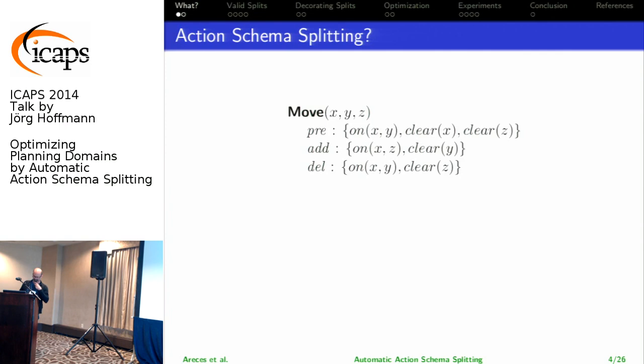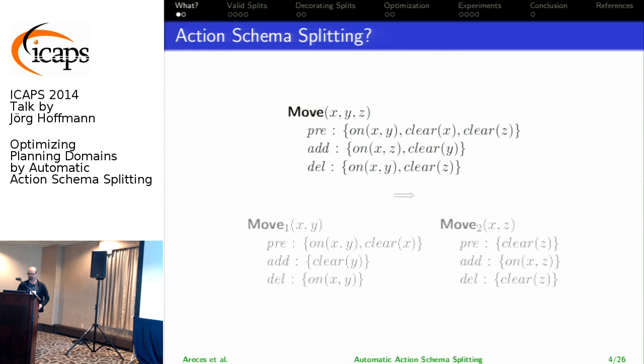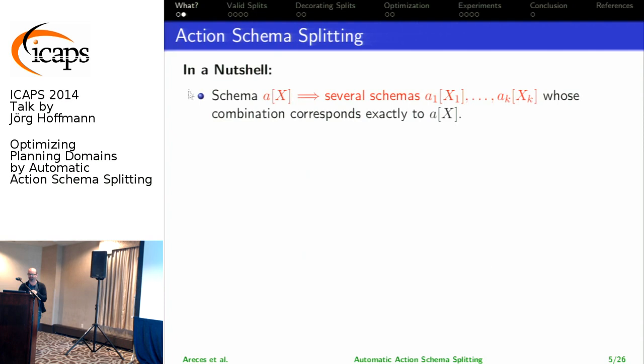So, what do we mean by splitting? Well, split it, right? If you look at this, it seems pretty straightforward. On the left-hand side, you see what we usually call unstack, and on the right-hand side, like move two, would be what we call stack. So that's what splitting is. We're turning a single schema like this into a sequence of sub-schemas like this. And of course, the two are supposed to be in synchrony.